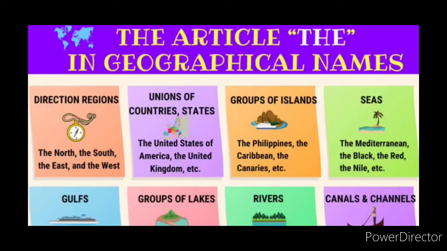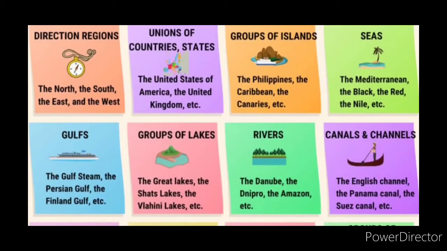Next, in front of seas and oceans. See here, first one is the Mediterranean Sea, the Black Sea, the Red Sea, the Nile, etc. So in front of the seas, we need to use the article "the," children. Next, for gulfs: the Gulf Stream, the Persian Gulf, the Gulf of Finland. So for all the gulfs, we have to use the article "the" in front of the gulfs, children.